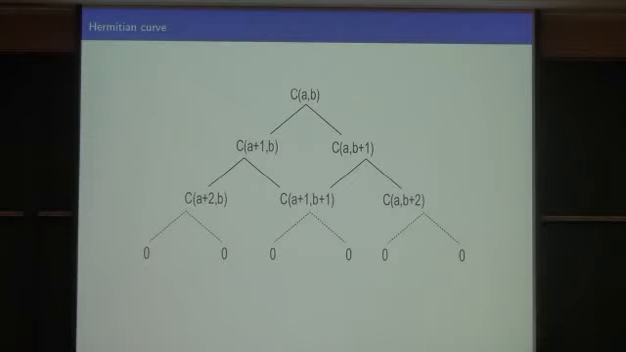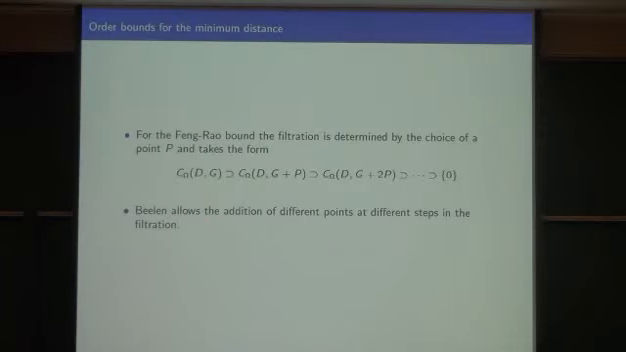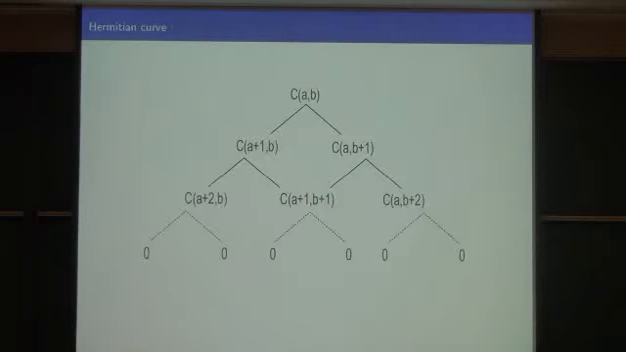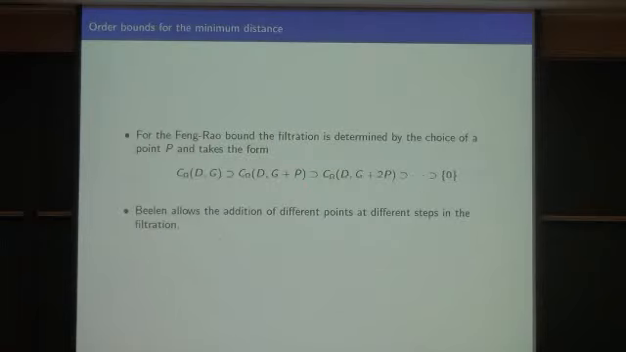Okay, so the 1-point code is just this line. The 1-point code is where you're just increasing the P∞, so it corresponds to just this line. But if you consider 2 points, it gets more complicated. Okay. So for the Feng-Rao bound, the filtration is determined by the choice of points P. So you have only a line here. Now, the Beelen bound uses different points for different steps. So this means you could go either of 2 ways for each step. So you need to consider a lot of cases.